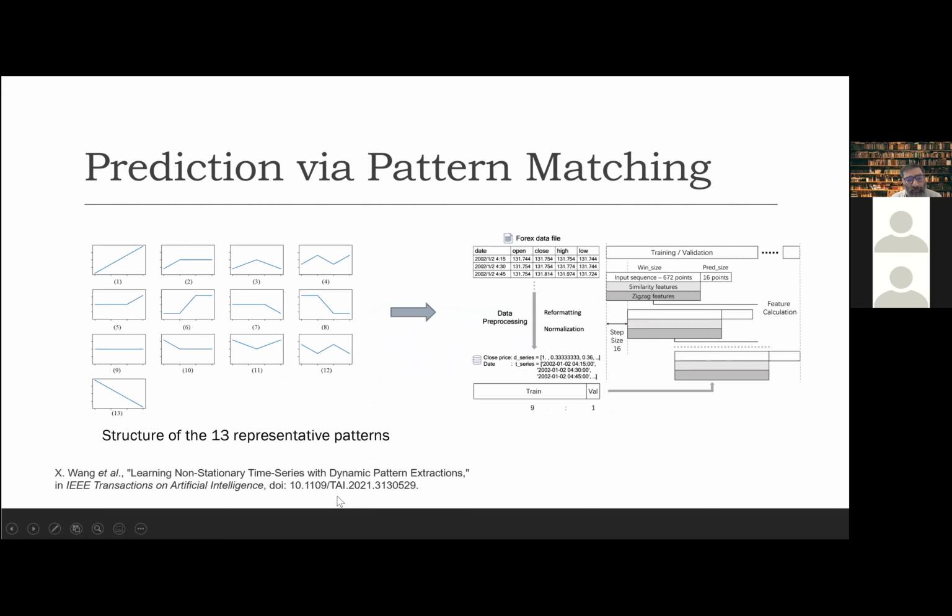One of the papers which we recently published in the IEEE Transactions on AI, we produce the patterns, all the patterns that happen: the price either continues to go up, or goes up and then stays, or goes up, comes down, goes up, down, up, or the price doesn't change and then goes up, remains the same, goes down, remains the same, goes down, then remains. So you see all these patterns happening in your data.